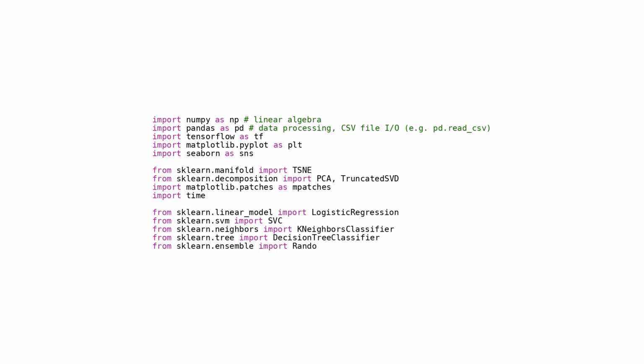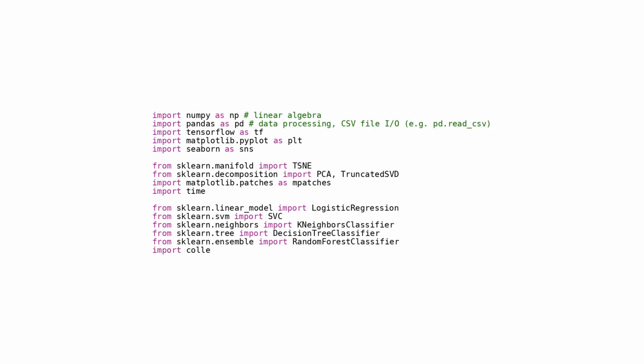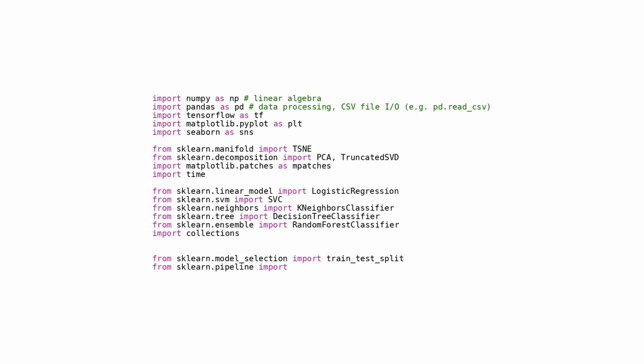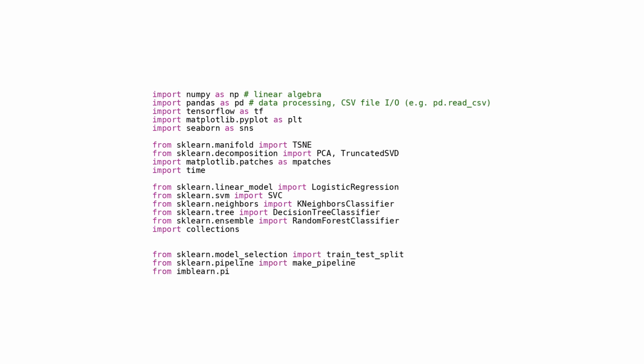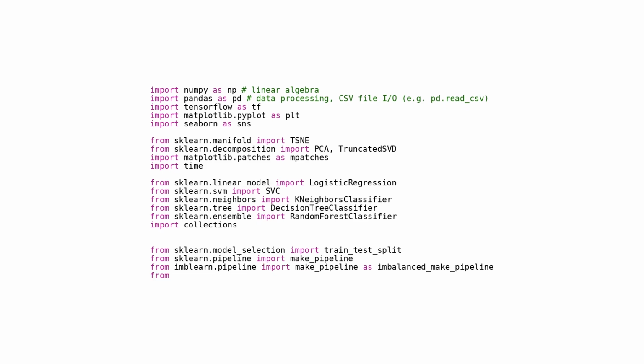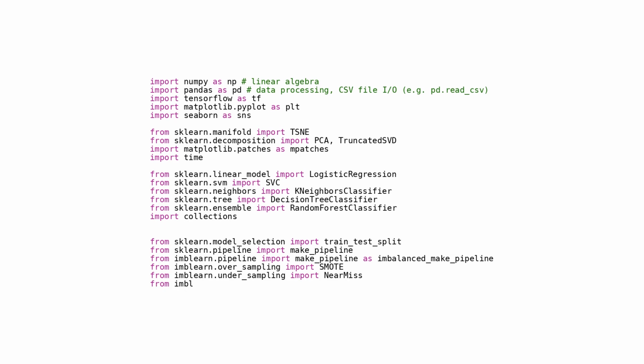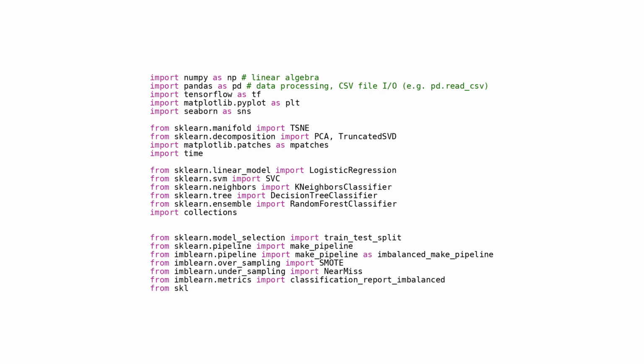4. Matplotlib pyplot, imported as plt, a data visualization library for creating static, animated, and interactive plots in Python. 5. Seaborn, imported as sns, a data visualization library based on Matplotlib, providing a high-level interface for creating attractive and informative statistical graphics. 6. Sklearn. Scikit-learn is a machine learning library that offers simple and efficient tools for data mining and analysis. It includes a variety of supervised and unsupervised learning algorithms.